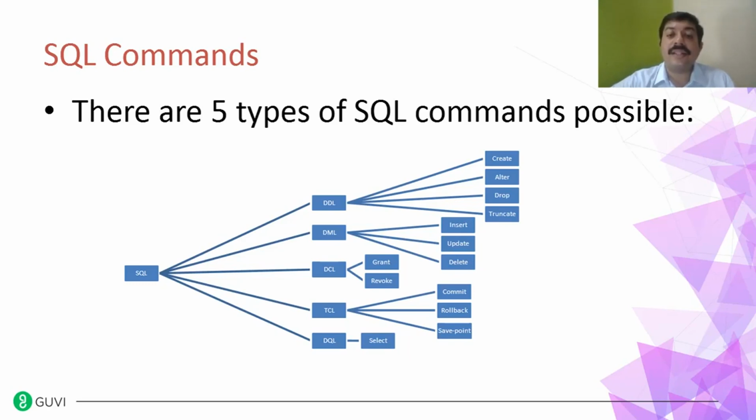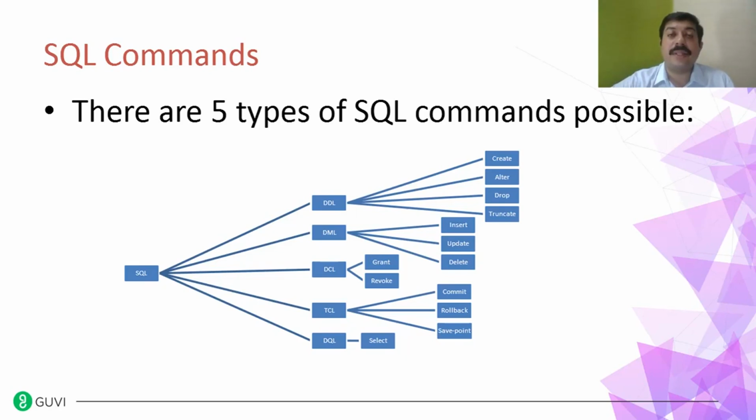Now TCL, transaction controlling language: commit, rollback, savepoint. Using this we basically save the changes we have made on the database, like we have inserted certain records, we have modified certain records in the table. Now this needs to be saved for future use so that the database remains consistent and can be accessed by other users properly. So using the commit statement we can save. We can roll back also.